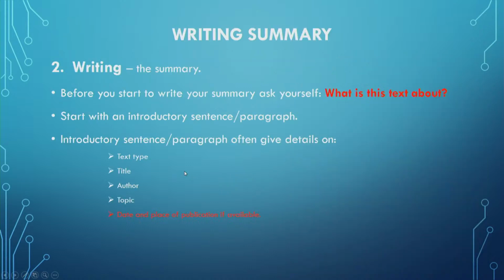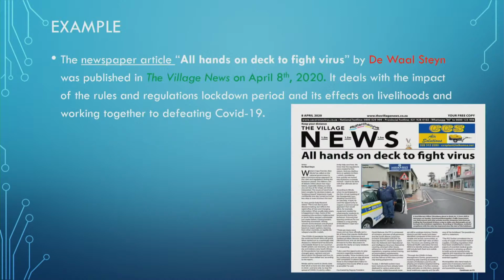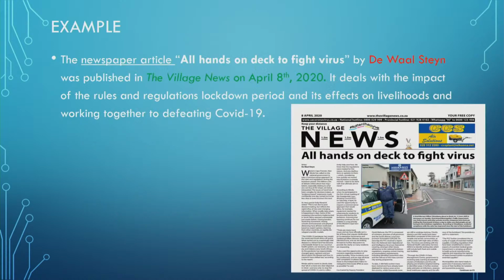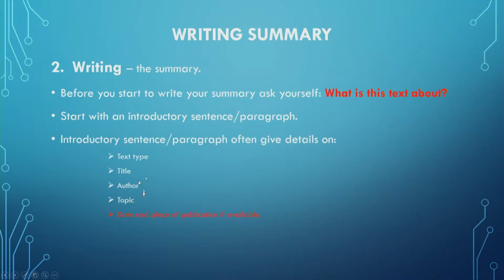introductory sentence, now remember, we must have a text type in the introductory sentence, we must have a title, we must have an author, and we must have the topic, and also have our date and place of publication if they are available. Now, judging by the example that we have, when we go and answer these, ask ourselves if the example here, the newspaper, contains these details.